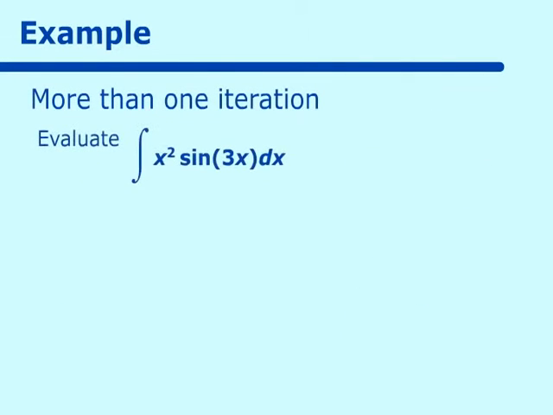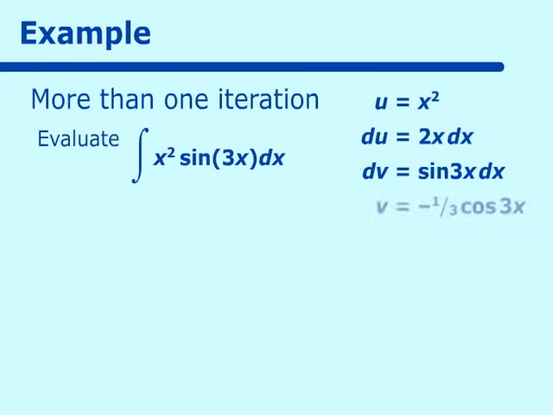Let's do a problem with more than one iteration. We can see that we have an x squared on this one, because we're going to evaluate the integral of x squared sine 3x dx. If we do 2 iterations of derivatives, that will be out and we will only be left with some sort of trig function, either sine or cosine. So we will need to take u to be x squared, du to be 2x dx. That makes dv equal to sine 3x dx, and v equals negative 1/3 cosine 3x plus some constant.